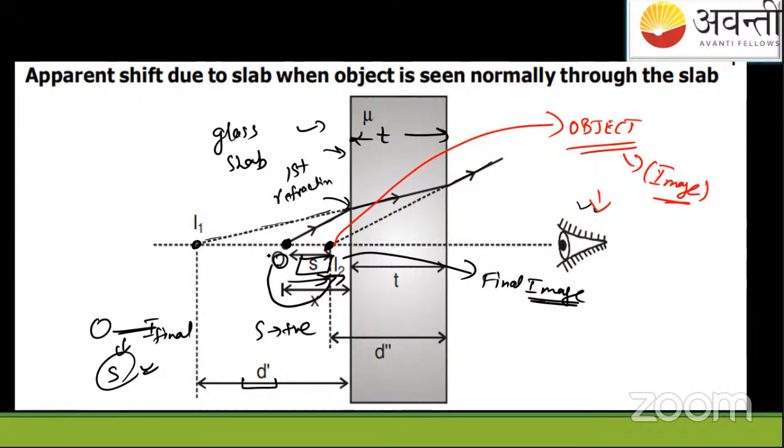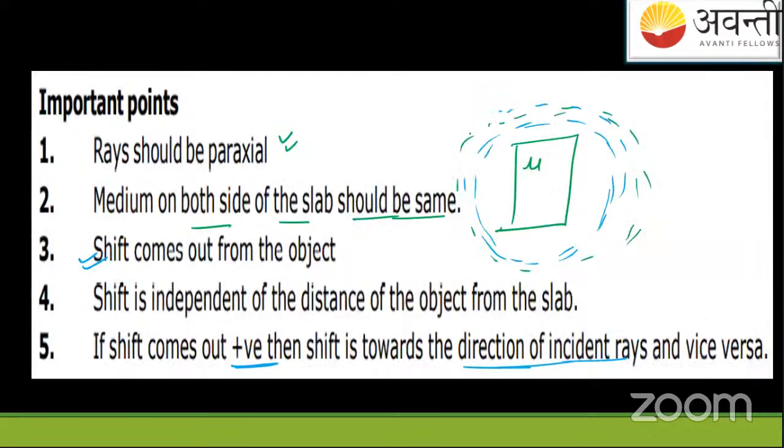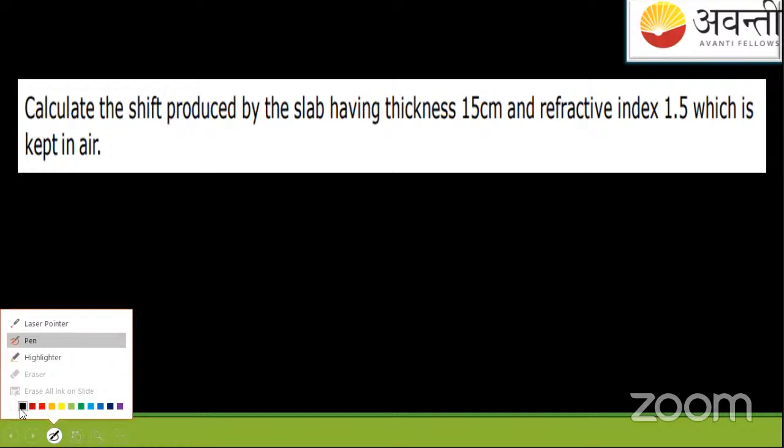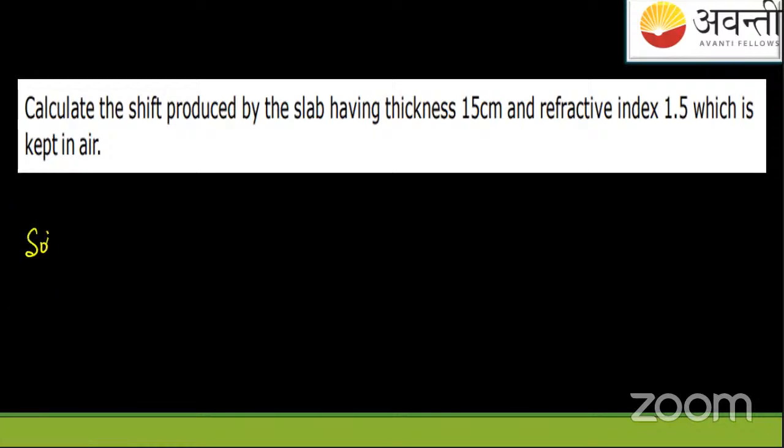If the final image is formed here, say I2 is formed here, the shift will be negative. So if you perceive that the image is nearer, you will say the shift is positive. If you perceive that the image is far away from the original object location, you will say the shift is negative, because it is opposite to the direction of incident rays from the original object. Got it? Now let us solve a numerical, and then I think we can end the class. So, solution of this, check it out.